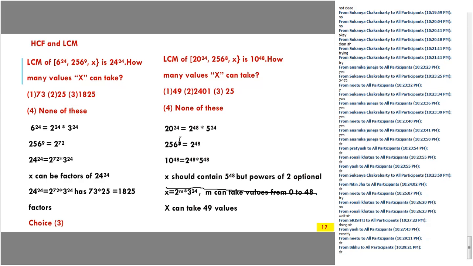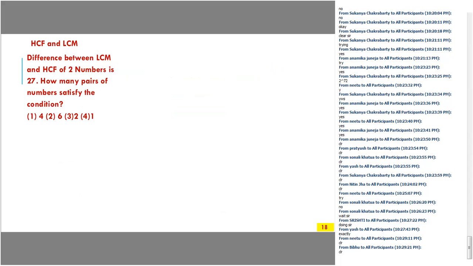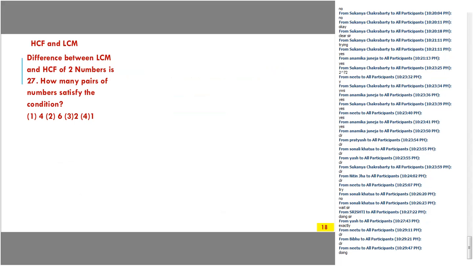Okay, next one. Make the corrections from the PPT I've sent already. Tell me how to do this, guys. Will you do this, or shall we do this together?